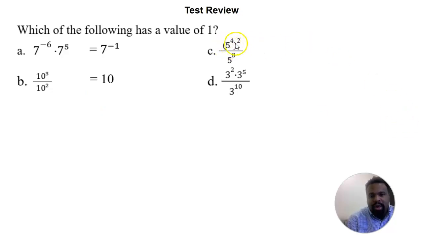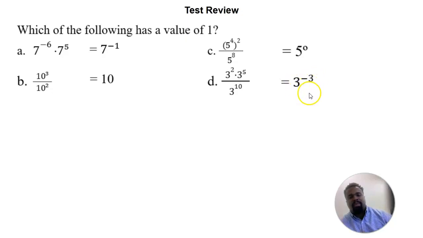C, your numerator, you're going to do power of a power, so you're going to do 4 times 2, which is 8. So that's 5 to the 8th over 5 to the 8th, and then you have a quotient of powers property. So then you're going to subtract 8 minus 8, which gives you 5 to the 0th power. For D, you're going to do product of powers. You're going to add 2 and 5, which is 7. So 3 to the 7th over 3 to the 10th. Then you got quotient of powers property. You do 7 minus 10. You're going to get 3 to the -3rd power.